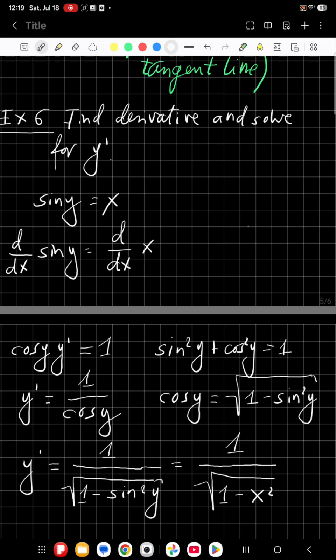It's quite interesting, right? We started with a trigonometric function, and the derivative of that is actually a function that doesn't have any trigonometric functions in it. So that's basically the end of that section.